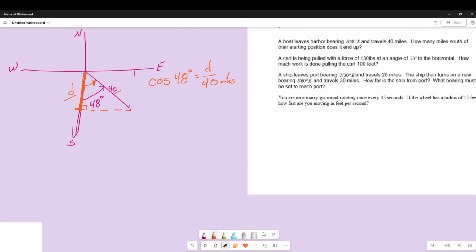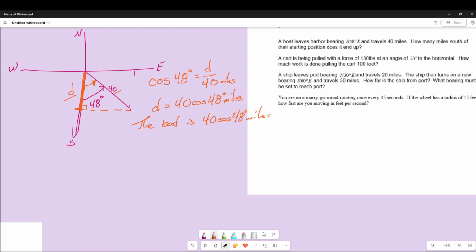So multiply both sides by 40, and this distance is fairly nice. 40 cosine 48 degrees. No reason to make this problem any more complicated than that. Like I was saying before, read the problem carefully, draw a nice diagram, and decide what tool is best for the job. So the ship or boat is 40 cosine 48 degrees miles south is a totally fine answer.